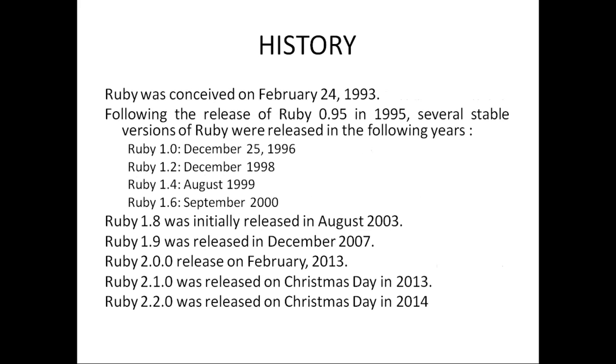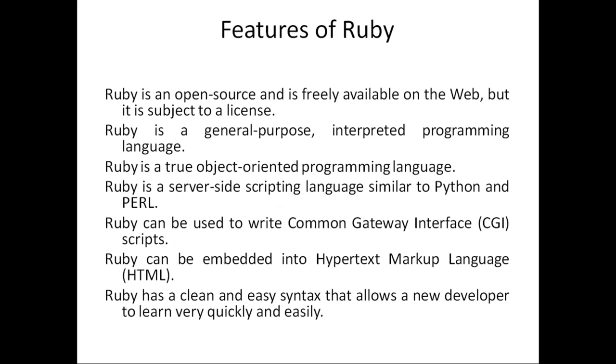If you see the history, it was first conceived in 1993, that is February 24, 1993. Then release 0.95 was done in 1995, nearly 2 years later. Then several stable versions of Ruby were released. Ruby 1.0 was released in 1996. Then Ruby 1.2, that is 1998, 1.4, 1999. These are all the stable versions I am talking about. Then 1.6, 2000, 1.8 in 2003, 1.9 in 2007, 2.0 in 2013, and 2.2 in late 2014. So these are the things.